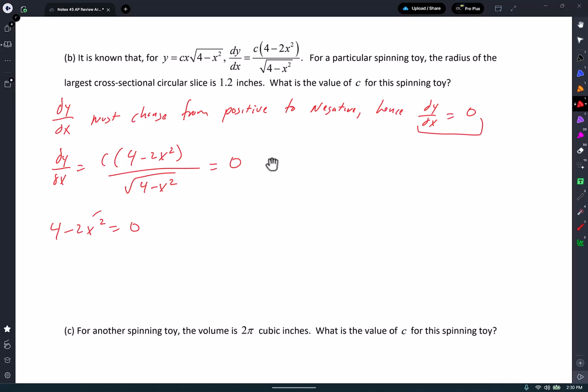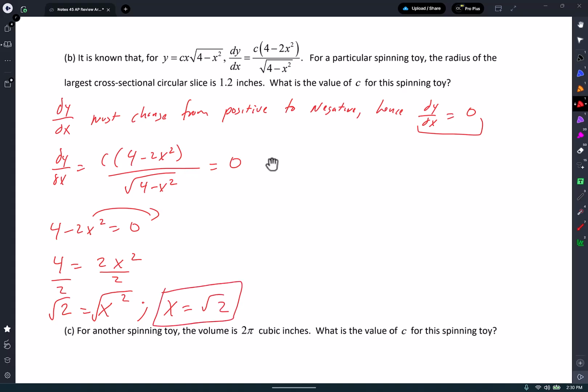I'm going to move the 2x squared to the right. 4 equals 2x squared. I'm going to divide both sides by 2. 2 equals x squared. And then to get x by itself, I'm going to take a square root. x must equal the square root of 2, and the positive one at that. Are we still okay?